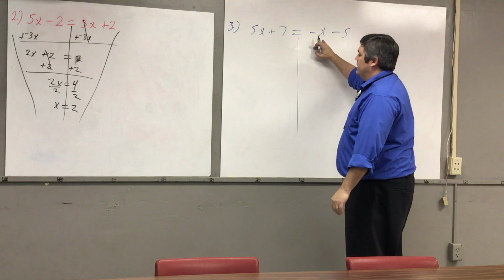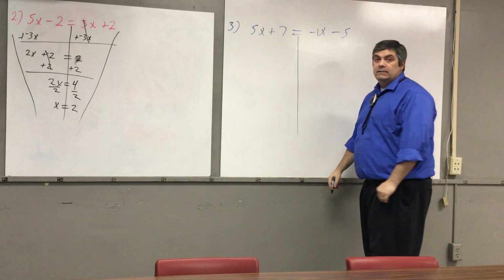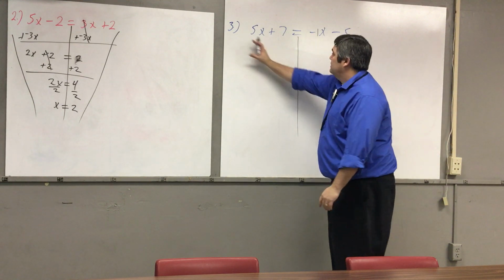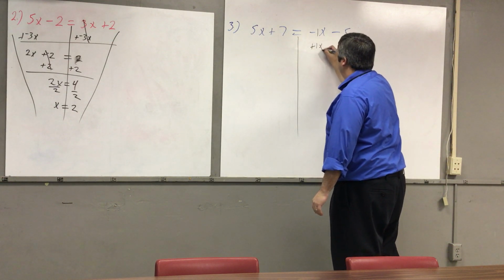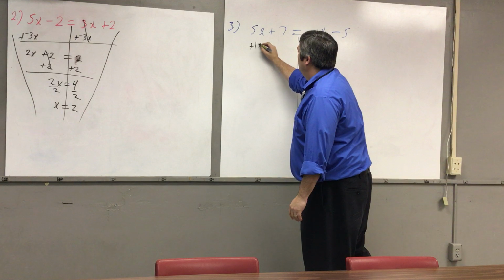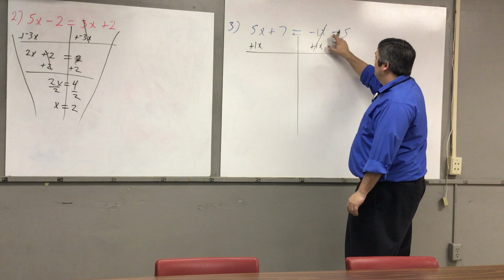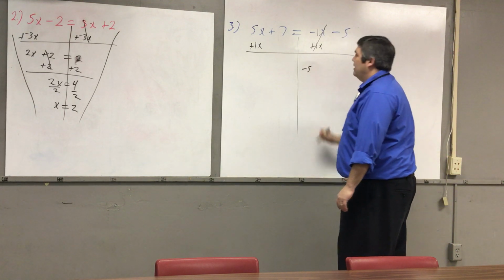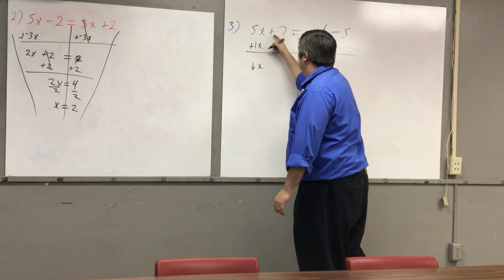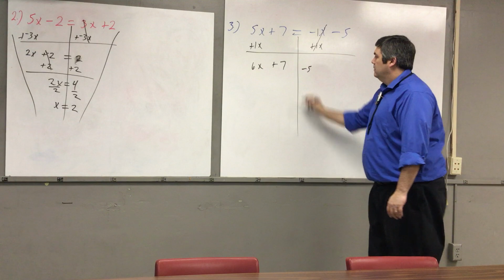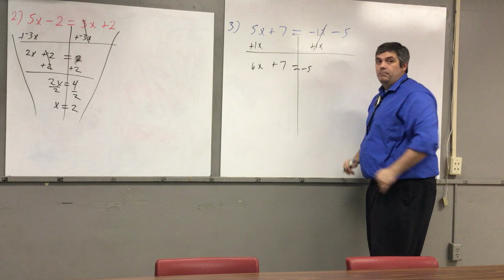Now this is a negative x. Well, what's in front of that x? It's really just a negative 1x. Well, I want to move all this over here, then I want to move this over here. So, plus 1x, plus 1x. Okay, these cancel out and leave me with just negative 5. Remember, this goes with this. So negative 5. 5 plus 1, 6x plus 7 equals negative 5. Okay? Did one step, rewrote my problem.